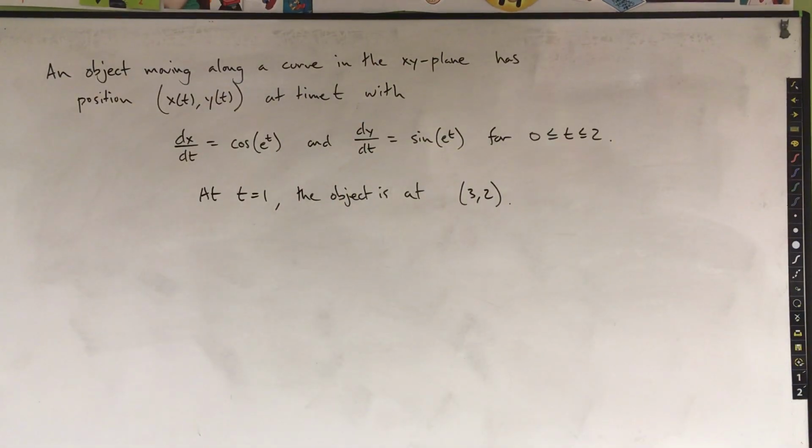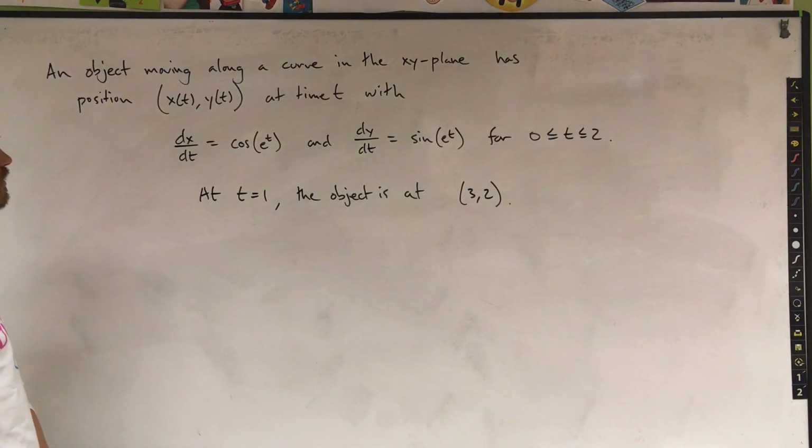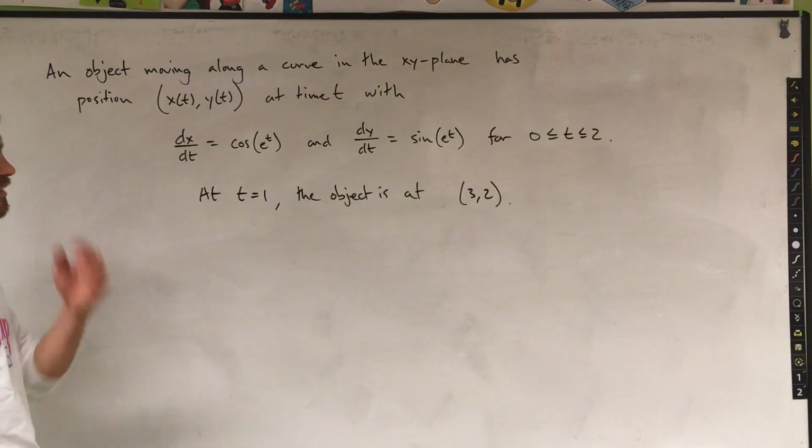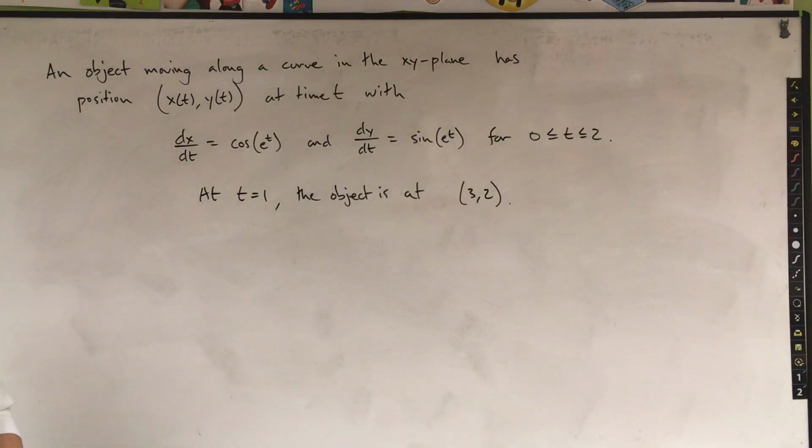Okay, so one more example of a problem involving parametric equations. An object moving along a curve in the xy plane has position (x, y) at time t with dx/dt equals cosine of e to the t and dy/dt equals sine of e to the t, for 0 is less than or equal to t is less than or equal to 2. At t equals 1, the object is at (3, 2).